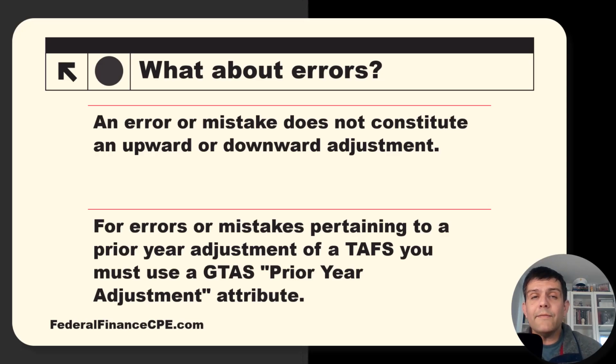But what if this was an error? Not a change that happened through just a normal course of business, but a legitimate error. Now, errors, you do not post an upward or downward adjustment for an error. There is a way of handling these, and there is a way of posting errors, and it involves using an attribute for prior year adjustments. But we're not going to go into that specifics and the logic you need to determine how to post that here. But just know, an error or a mistake is not an adjustment to prior year obligations in this aspect with a downward or upward adjustment.